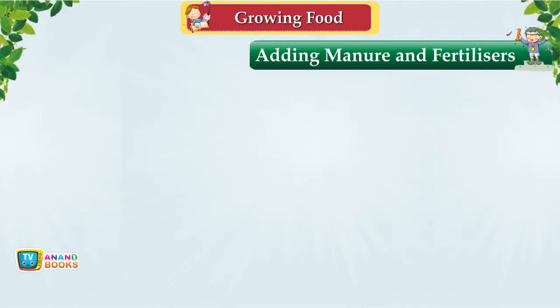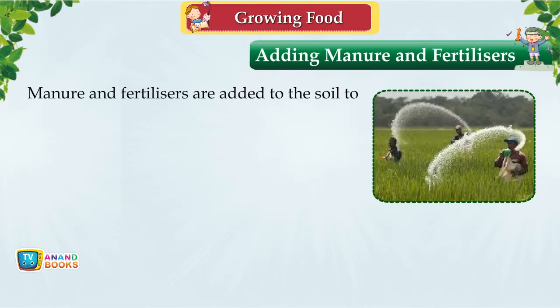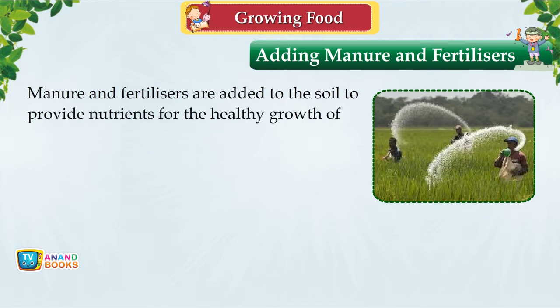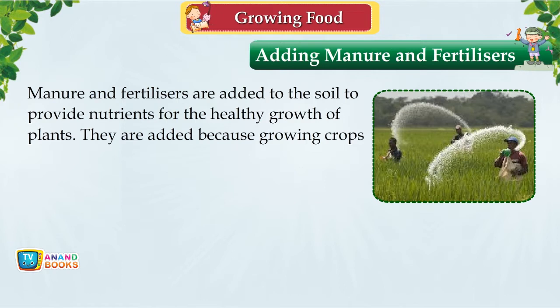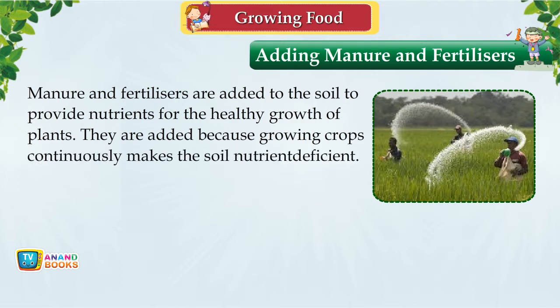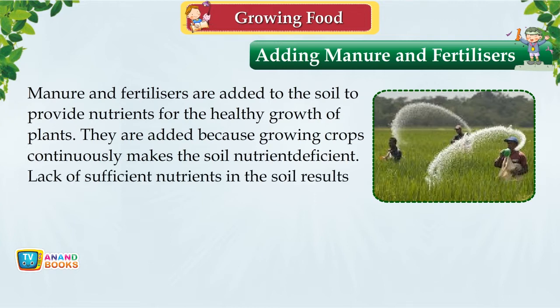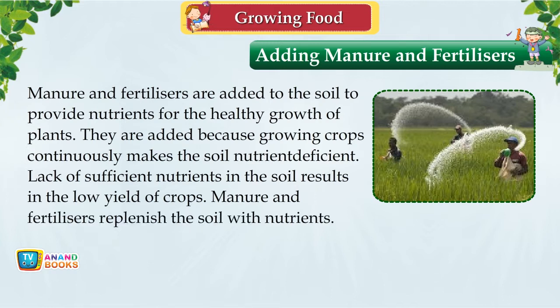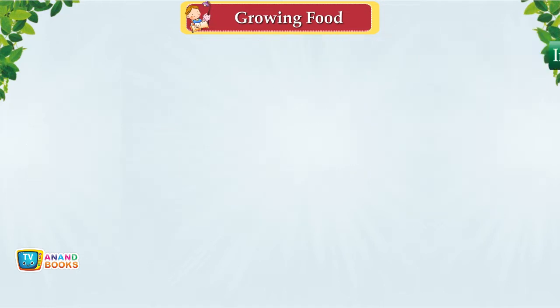Adding manure and fertilizers. Manure and fertilizers are added to the soil to provide nutrients for the healthy growth of plants. They are added because growing crops continuously makes the soil nutrient deficient. Lack of sufficient nutrients in the soil results in the low yield of crops. Manure and fertilizers replenish the soil with nutrients.